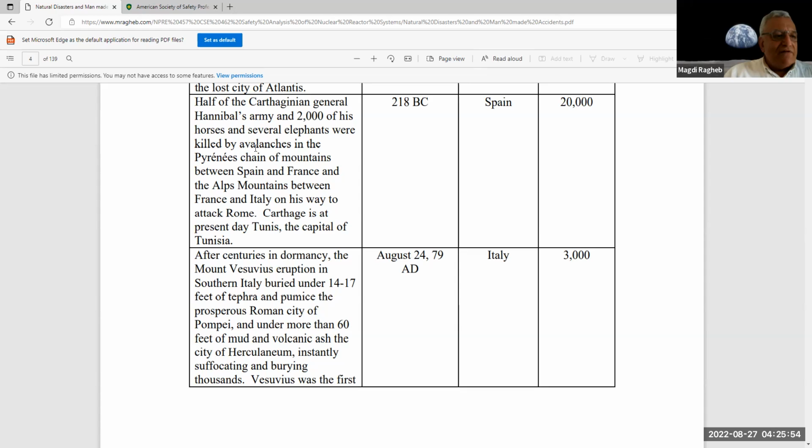The elephants were killed in avalanches in the Pyrenees. You know, avalanches are snowfalls. And I don't know whether it was the Alps or the Pyrenees. I think he had to go through both the Pyrenees chain of mountains that's between France and Spain, and then between France and Italy, this is the Alps mountain. And Carthage, it's at present day Tunisia. It happened in 218 BC, before Christ. And the avalanches killed 20,000 people in his army. That was devastating, of course.